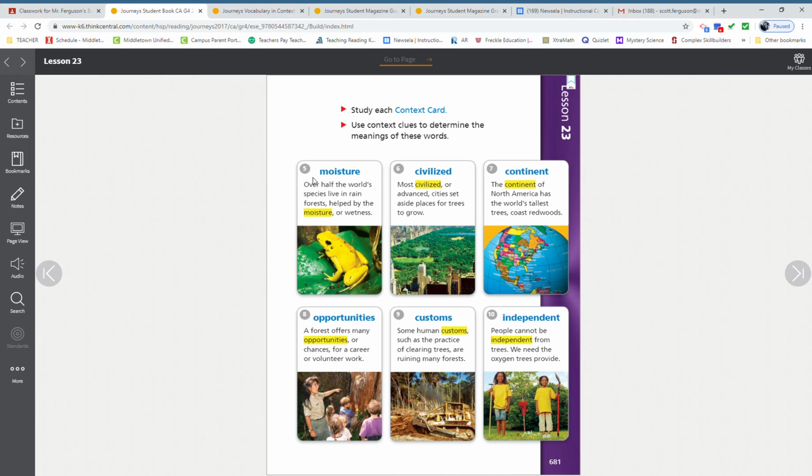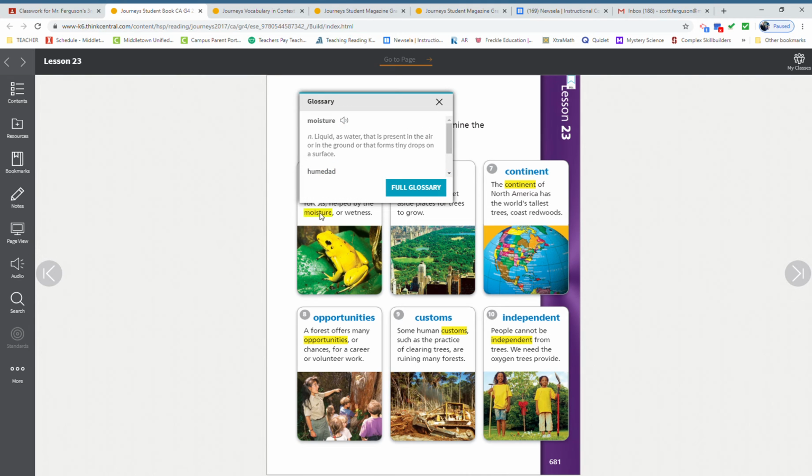So we also have moisture, civilized, continent, opportunities, customs, and independent. So you know we have the sentences using the words in context, and we have the definitions right here. So you just click on the word. Here is the definition. So moisture is a noun, liquid as water that is present in the air or in the ground, or that forms tiny drops on a surface.